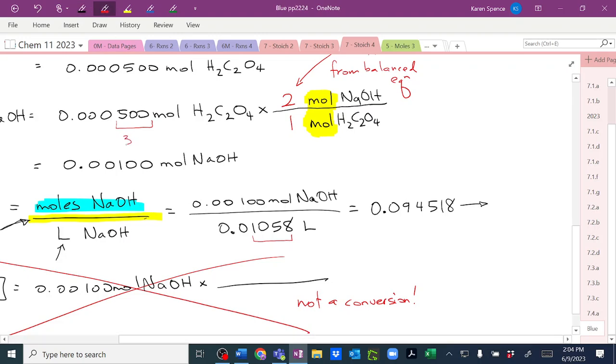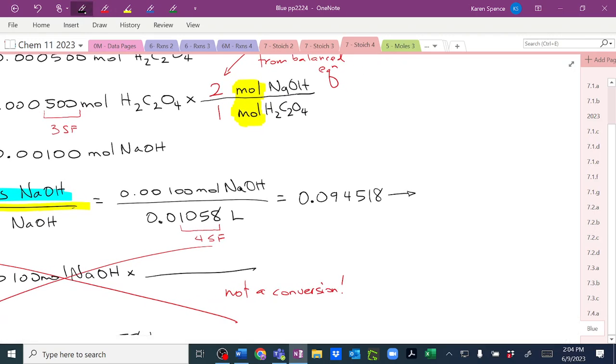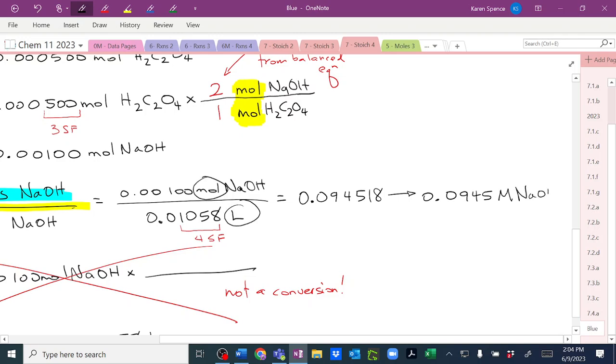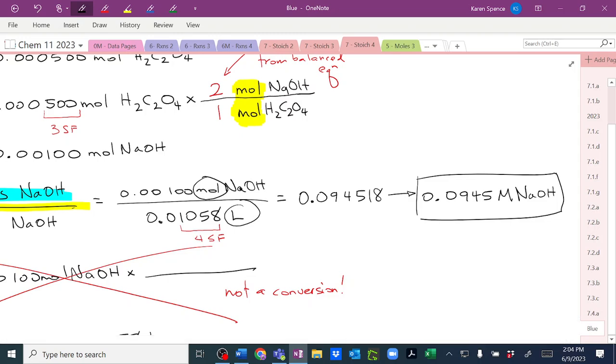Thank you. So we've got 3 sig figs and 4 sig figs, so we want our answer to be to 3 sig figs, so that is going to be 0.0945, and then our unit is molar, moles per liter, NaOH. Okay, and we're going to be looking at a bunch of questions that are like this today.